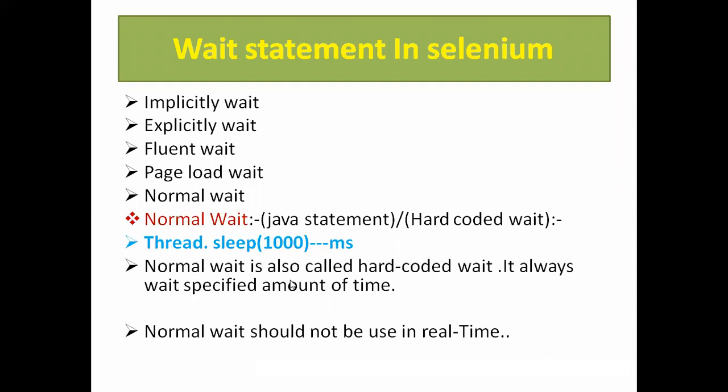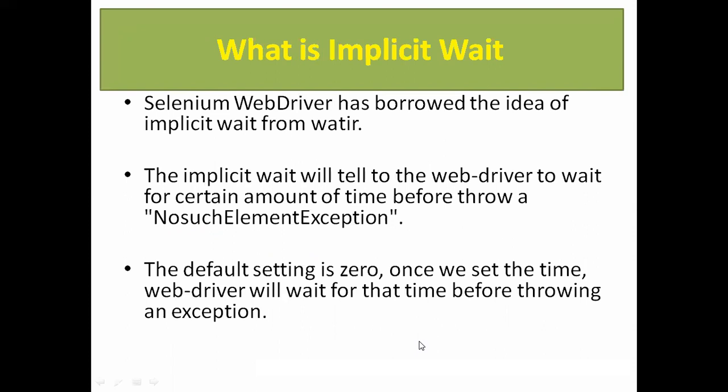So dry run purpose we can use that. Normal wait should not be used in real time. Okay, so what is implicit wait?